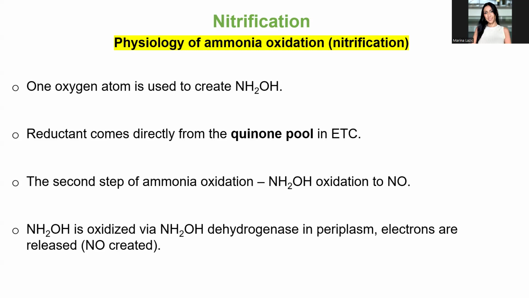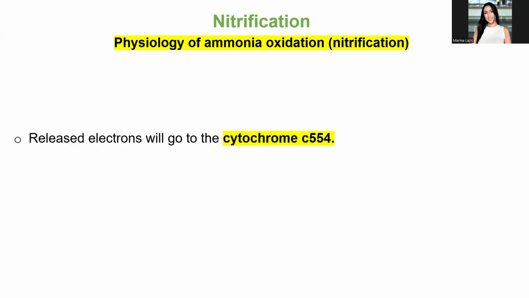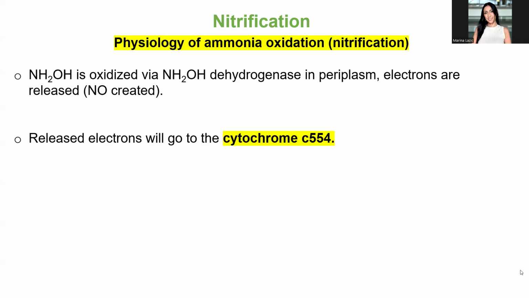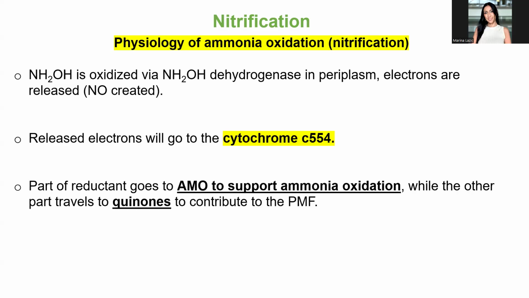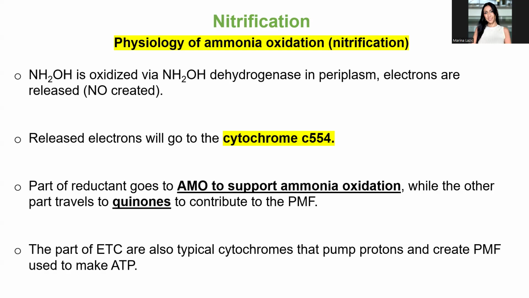So what happens with those electrons now from hydroxylamine oxidation? And this is quite important. So the released electrons, the electrons that originate from hydroxylamine oxidation, will travel to this specific type of cytochromes called C554, and there is another one called C552. There are two cytochromes. I mentioned only one here, that will be enough. And there is an important reason why I mentioned that. So part of those reductants will go to support ammonia oxidation, while the other part will travel to quinones to contribute to the PMF. And the part of the electron transport chain are typical cytochromes that pump protons and create PMF.